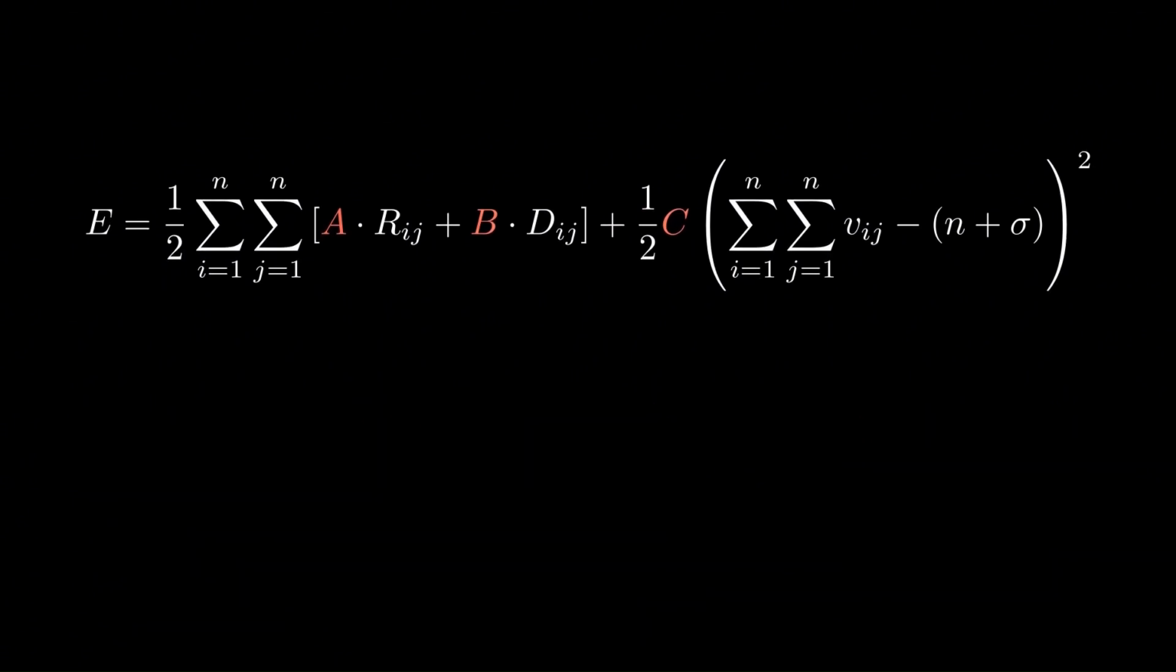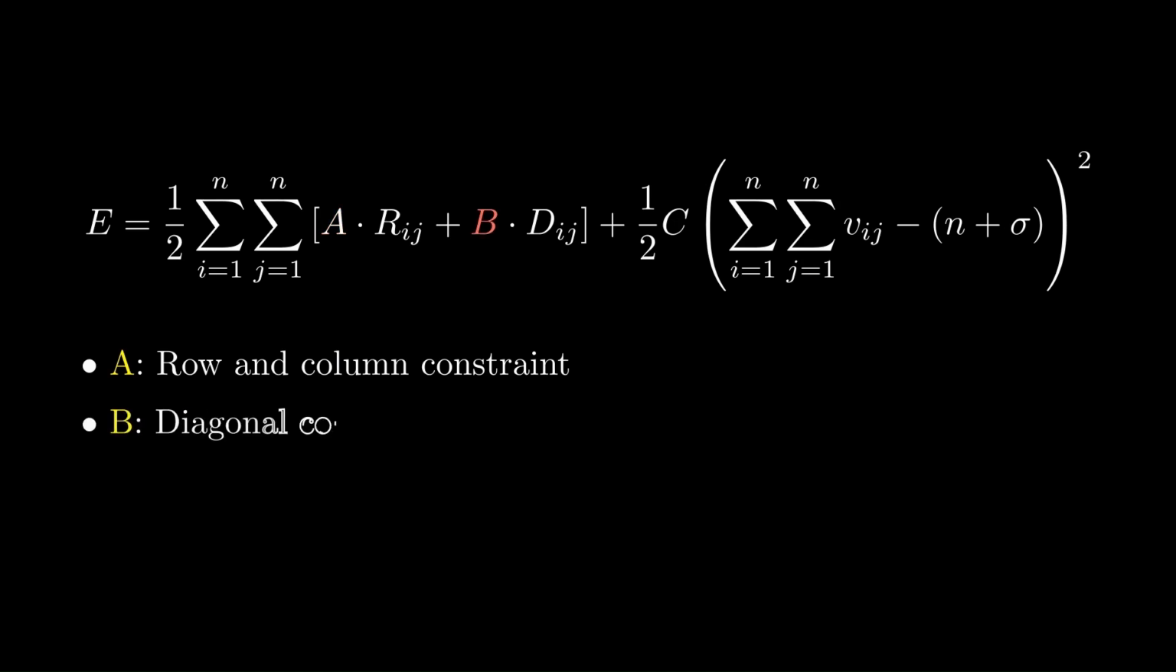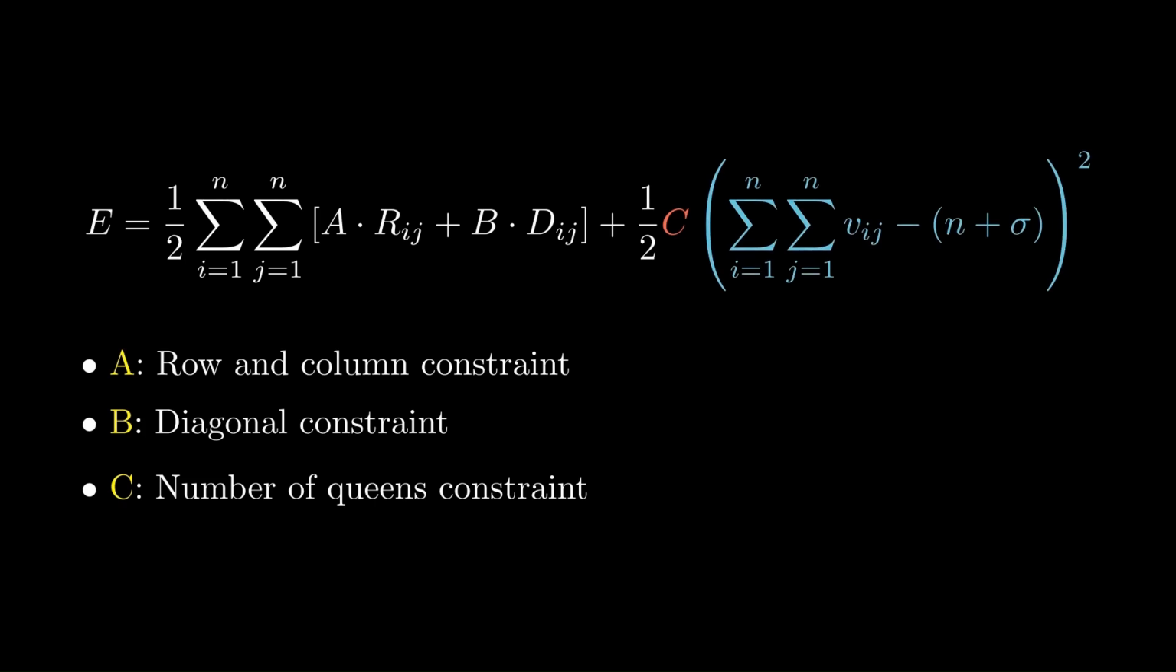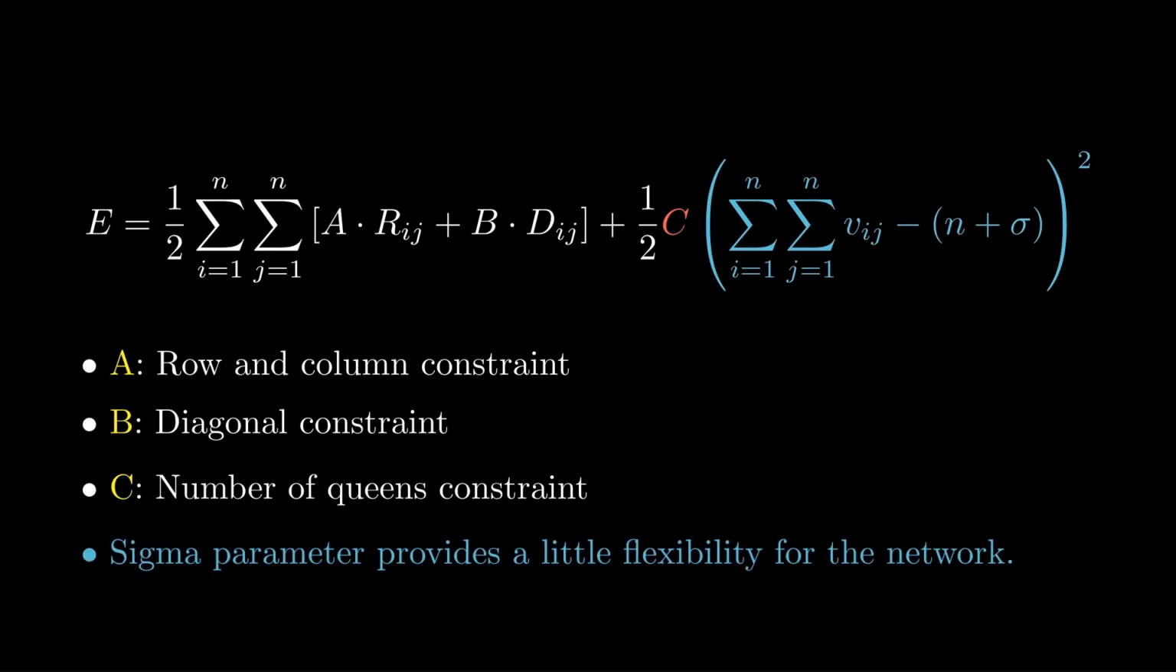Let's break it down. The first term, with parameter A, penalizes having more than one queen in any row or column. The second term, with parameter B, analyzes queens on the same diagonal, and the third term, with parameter C, ensures the total number of queens on the board is exactly n. The sigma parameter provides a little flexibility, allowing the network to temporarily explore states with a slightly different number of queens, which can help it escape local minima.